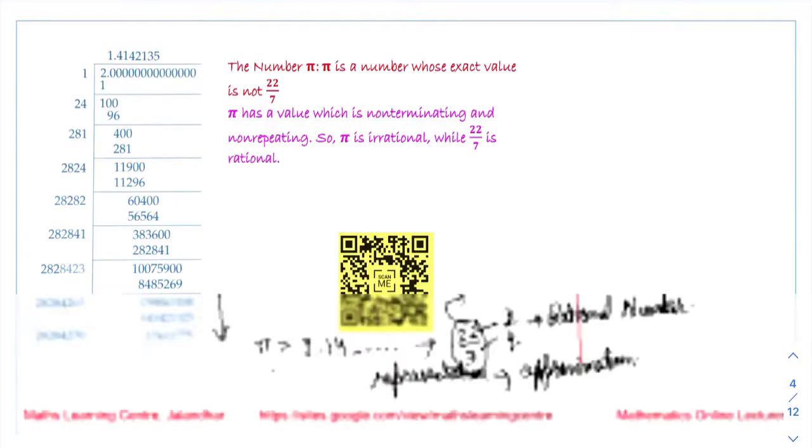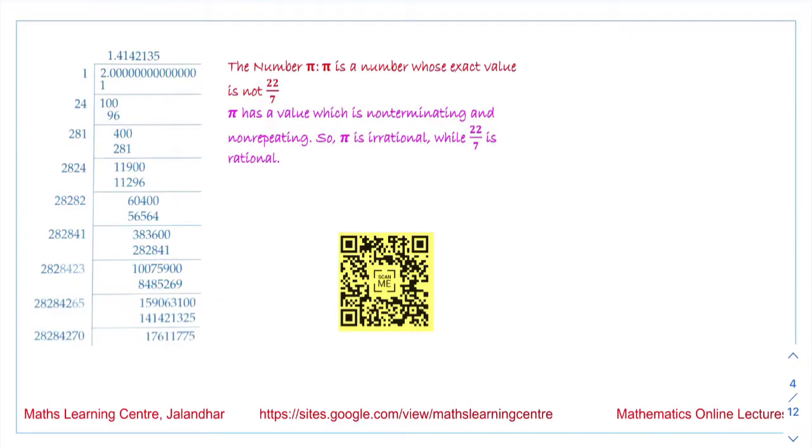Now for more clarity, I have shown the calculation of square root 2 over here. When we calculate square root 2, how are we starting it? It is 2 over here. We start with 1, so the answer we are getting is 1. The remainder left is 1.